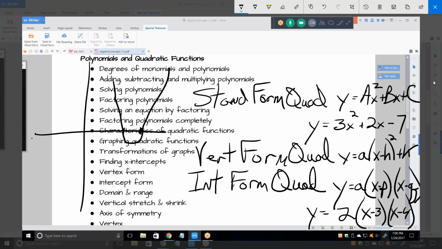Now, look at the difference between these three formats. That's standard format. That's intercept format. And an example of vertex format would be something like this. So if you have it in vertex format or intercept format, pretty easy to graph.